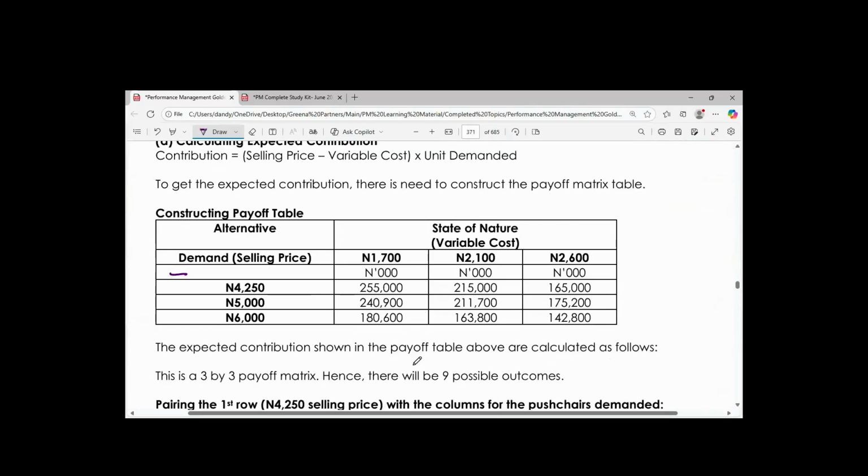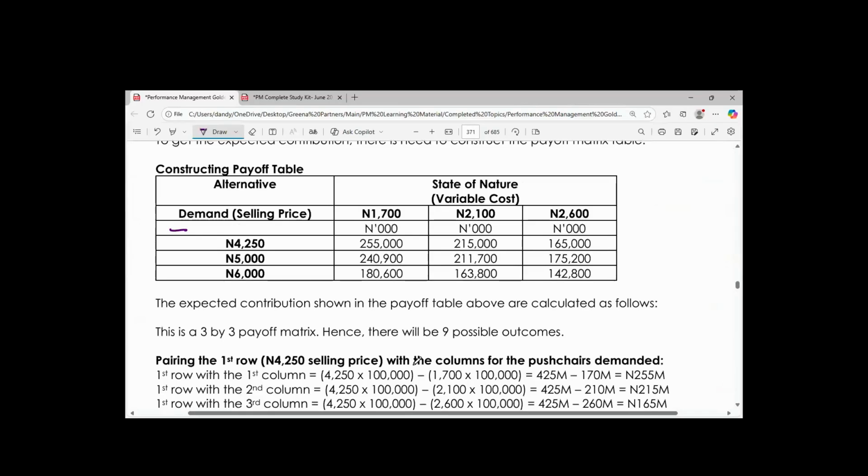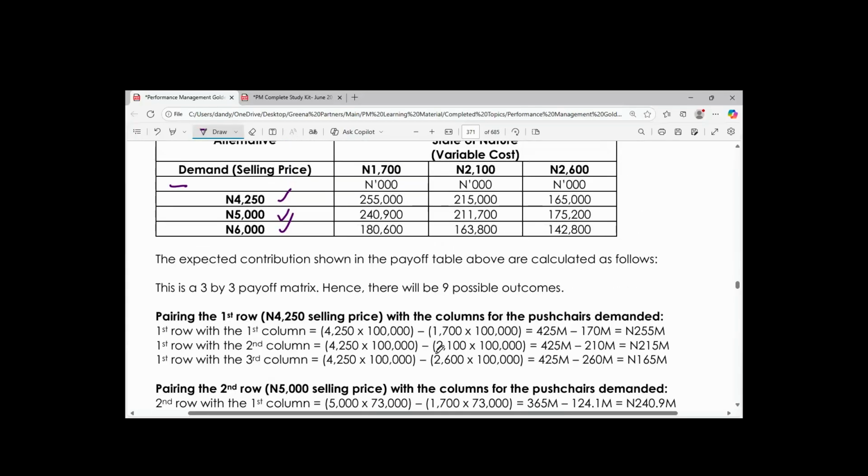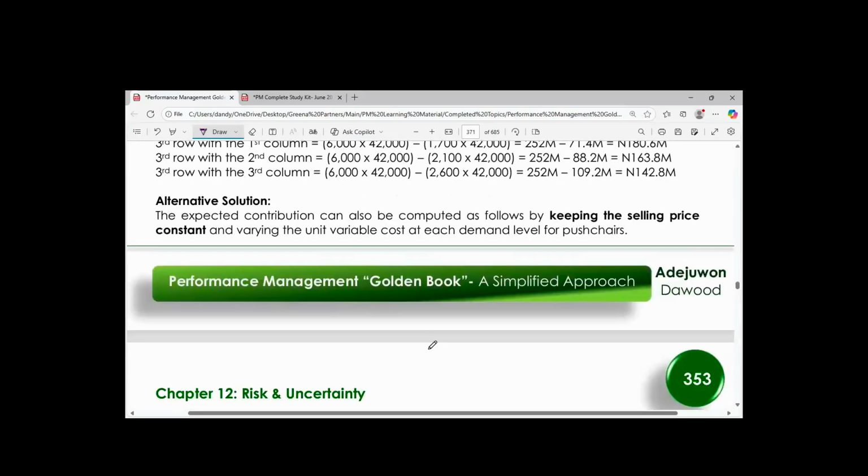In this particular example of Scudetto, May 2024, question number 1, you see that the decision is to determine whether the selling price should be 4,250, 5,000, or 6,500. So anywhere you have selling price, your cost will come thereafter. Therefore, the selling price is on the horizontal axis, while the state of nature, that is the variable cost, is on the vertical axis. So again, you are pairing each row with the columns.